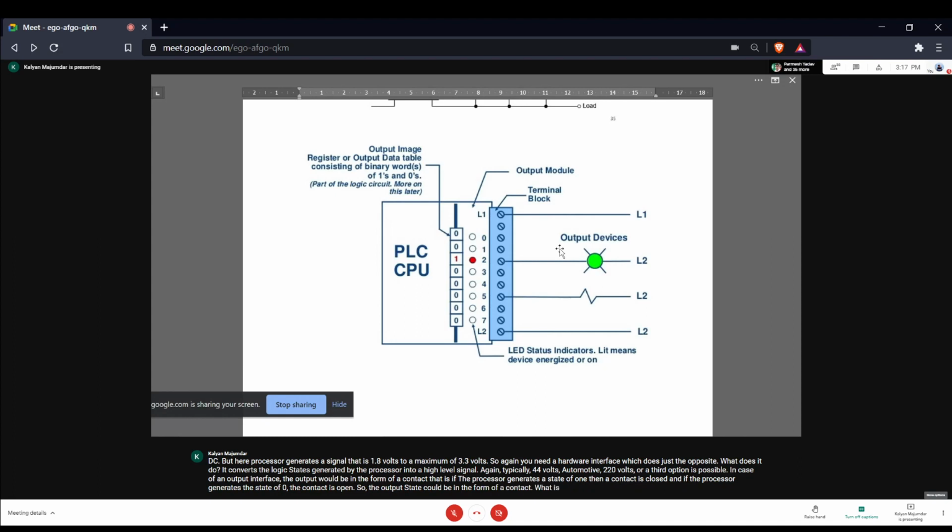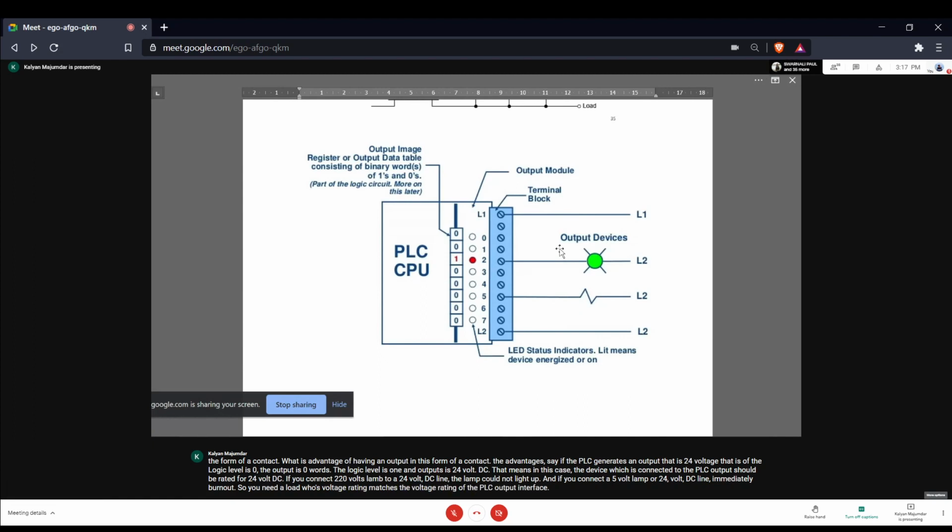What is the advantage of having an output in the form of a contact? The advantage is, say if the PLC generates an output that is 24 volt DC, that is if the logic level is 0, the output is 0 volts. If the logic level is 1, then the output says 24 volt DC. That means in this case, the device which is connected to the PLC output should be rated for 24 volt DC. If you connect a 220 volt lamp to a 24 volt DC line, the lamp would not light up. And if you connect a 5 volt lamp to a 24 volt DC line, it will immediately burn out.